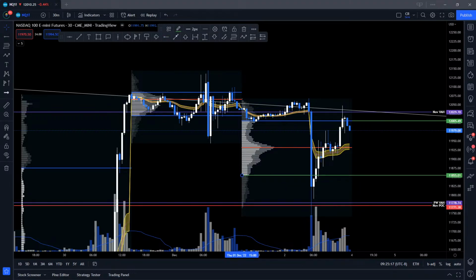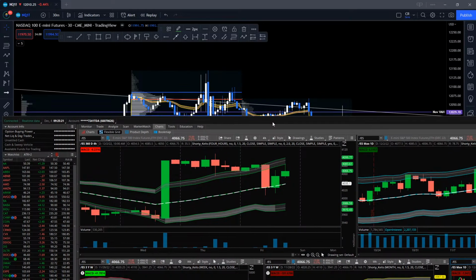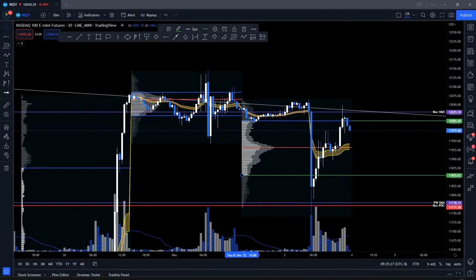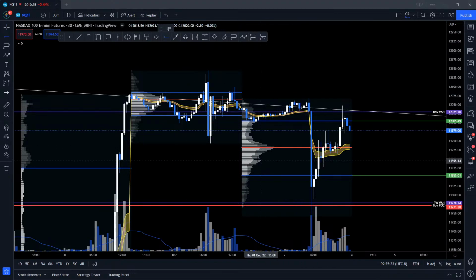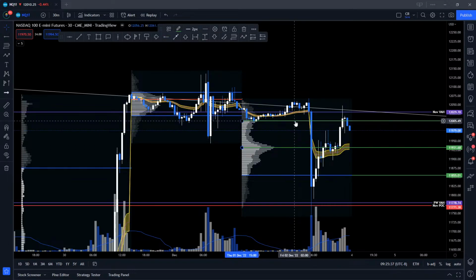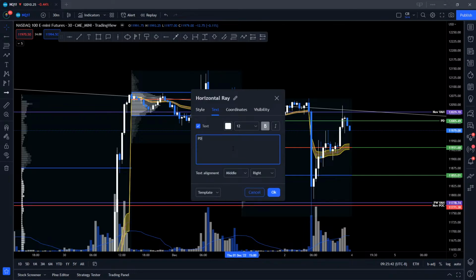Before I talk, I should show you guys, I still have not looked at NQ's clouds, and I won't until I tell you what we're going to do tomorrow. Then I'll show you guys the clouds. So, previous day value area high.